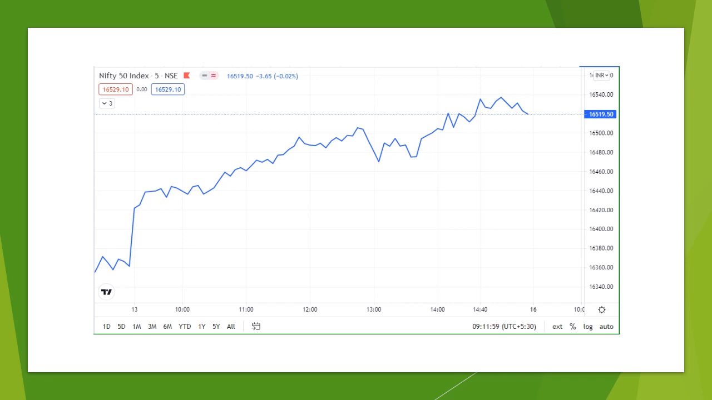So moving to the Nifty 50 chart. This is a single day chart. This is a line chart. So we can see for August 13th, the market opened here and closed here. Now, this kind of line chart will only give me the position of prices.